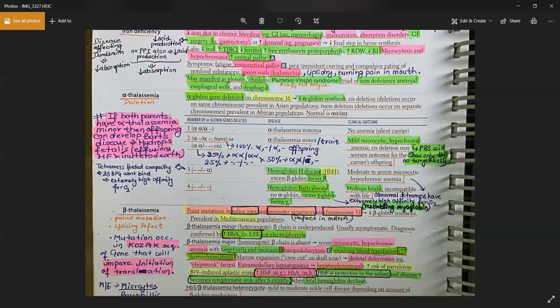Yeah. So what can Step 1 do on these questions? They will give you the history of the parents. Either they could be carriers, or they could be having alpha thalassemia minor, either a cis type or a trans type. They will mention this, and then they will ask you what the fetus could be having, how much percentage of the alpha chain the fetus could be having, right? So they can ask you questions like that.